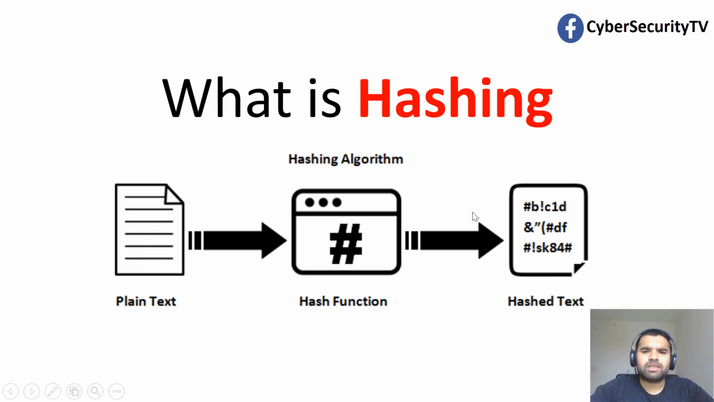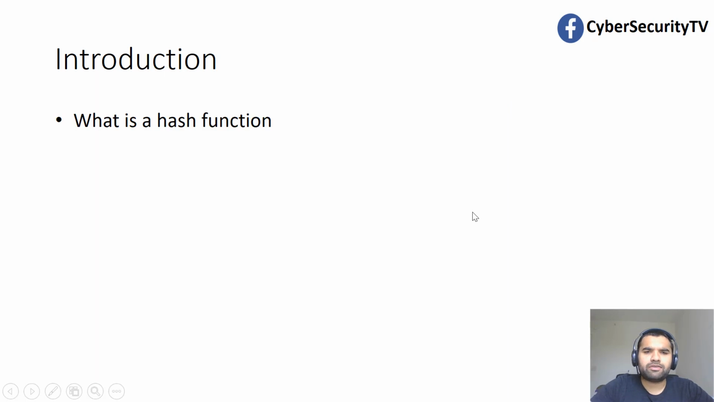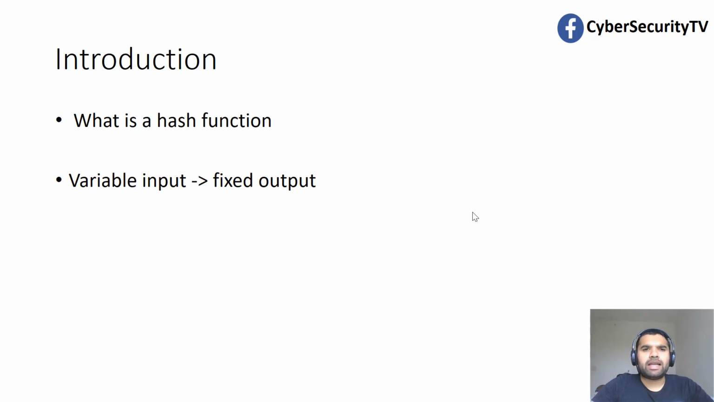So first things first, what's hashing? A hash function converts a variable input to a fixed length output. It's different than encryption though, so you cannot decrypt the hash. It's not something you can crack or decrypt or hack into. So that's totally different. But the main goal of hashing is to preserve the integrity of the data.